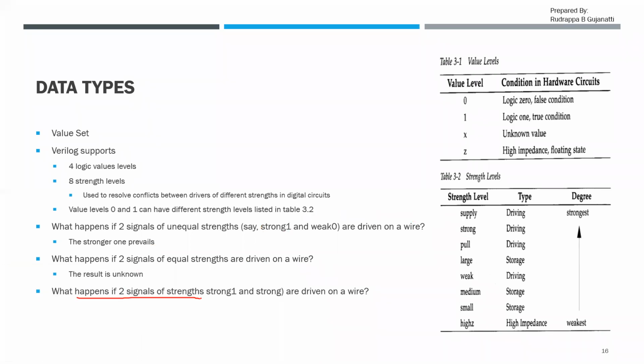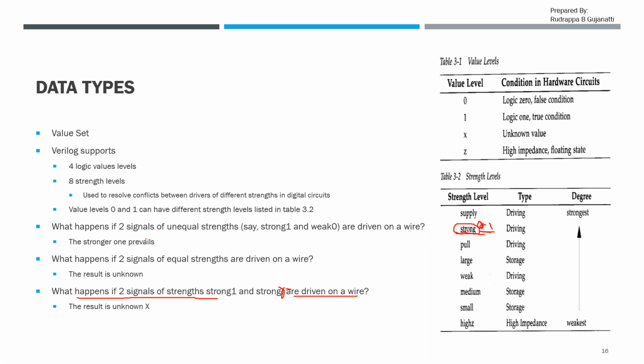What happens if two signals, strong one and strong zero (it is a typo), are driven on the wire? Both belong to strong, but under that you again have strong zero and strong one. Both are at the same level, but with a slight difference. So which signal will be driven onto the wire? In this case also, since the strength levels are the same, the result is unknown, that is X.